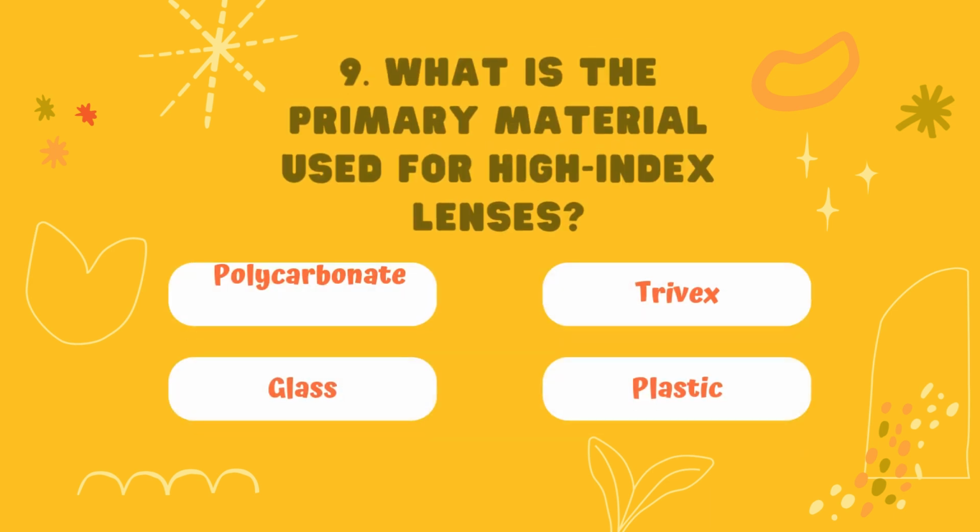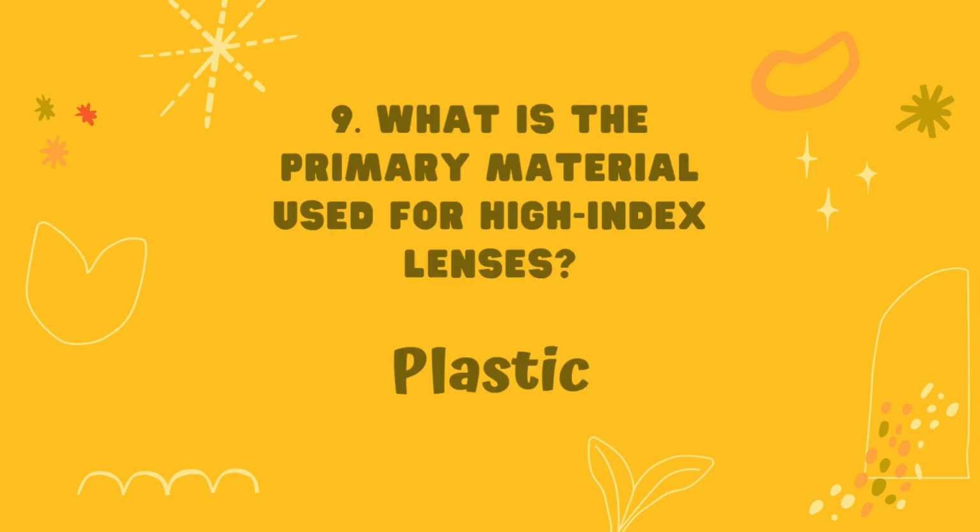Question 9. What is the primary material used for high-index lenses? Is it A. Polycarbonate, B. Glass, C. Trivex, or D. Plastic? The correct answer is D. Plastic.